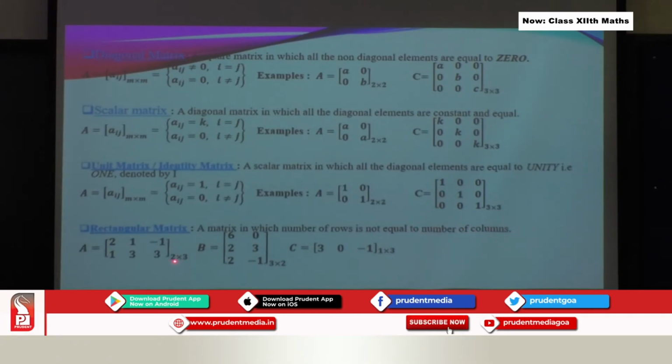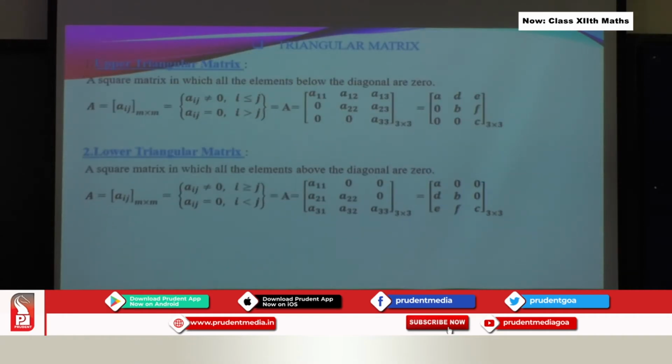Look at this now, different examples here. Here number of rows equal to 2, number of columns equal to 3. Same way here, second example, number of rows equal to 3, number of columns equal to 2, so the order is 3 cross 2. Here again, this is your row matrix, and again you can see the order 1 cross 3. Same way I can take column matrix also, and so on.